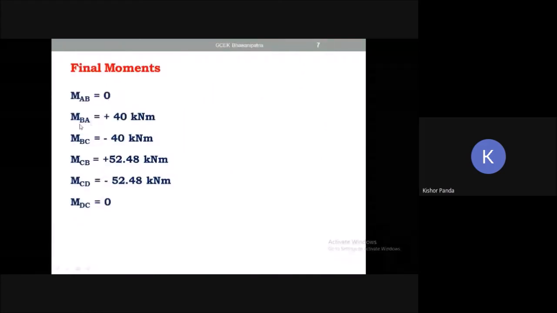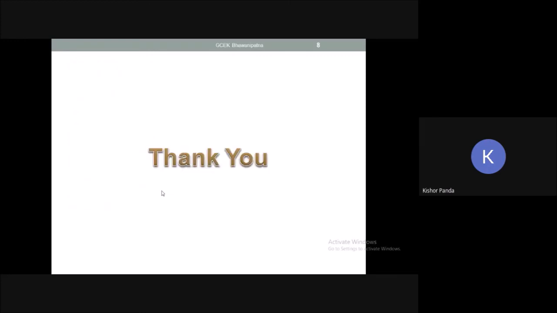So these are the final moments. MAB is 0, then MBA plus 40, then MBC minus 40, then MCB plus 52.48, and MCD minus 52.48, and MDC 0. These are the final moments. Now all is clear how to solve the 3-span continuous beam when both ends are simply supported.